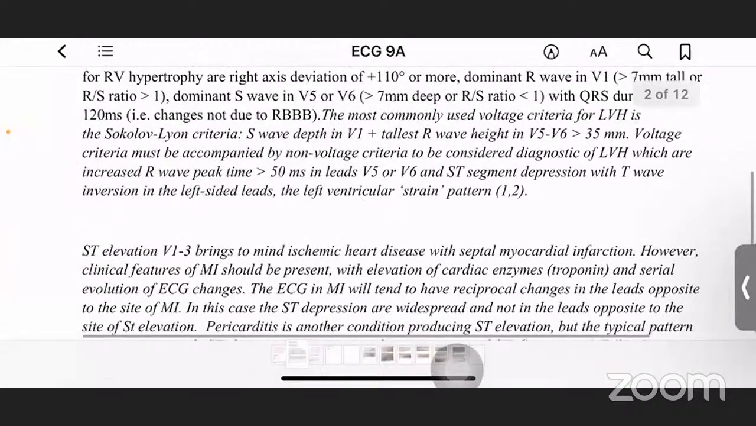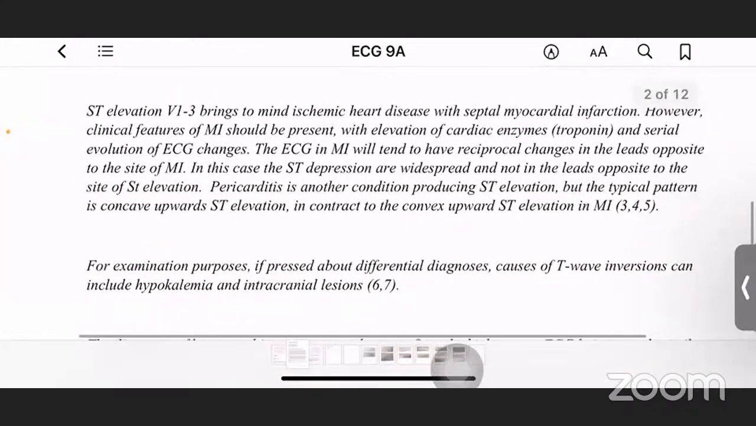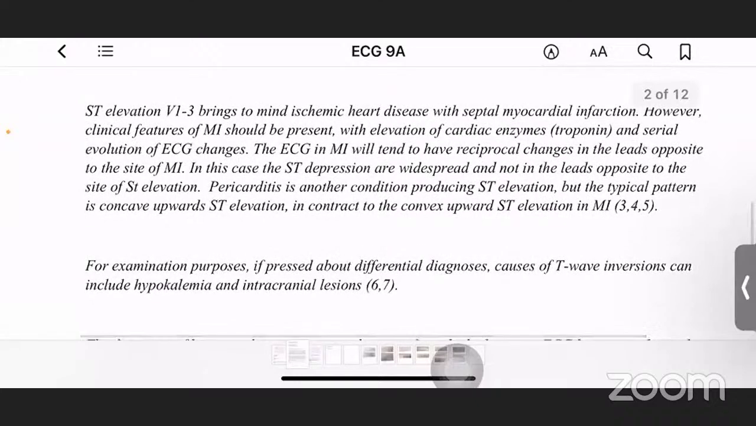Okay, thank you. You can read the next one. So ST elevation in V1 to V3 brings to mind ischemic heart disease with septal myocardial infarction. However, clinical features of MI should be present with elevation of cardiac enzymes, which is troponins, and serial evolution of ECG changes.